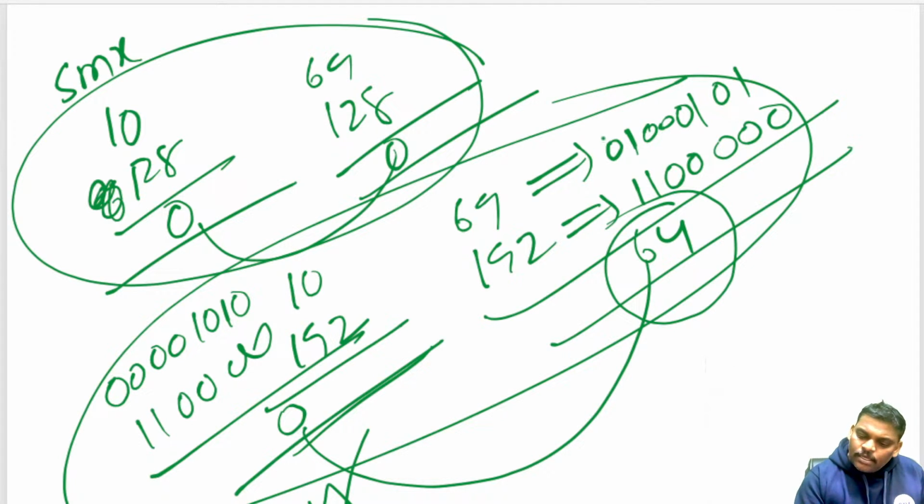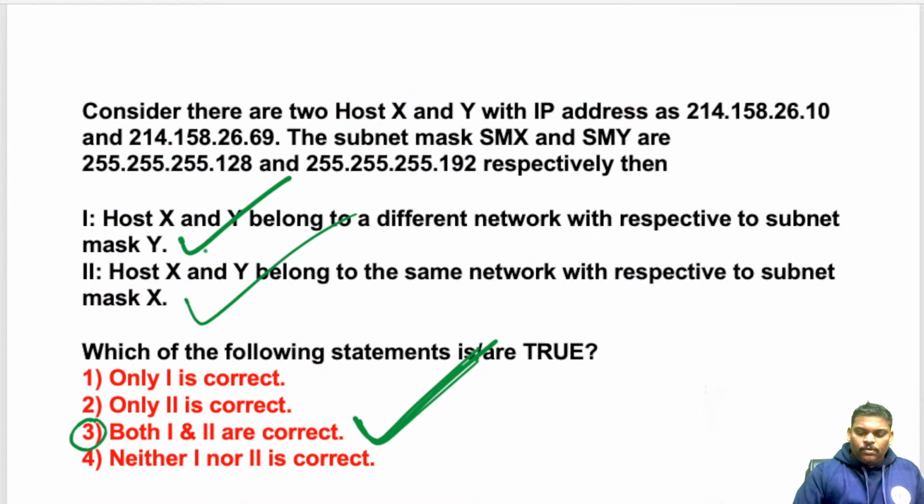See here, I think this bit is matching. 64. Right, both the statements are true. X and Y belong to different networks with respect to subnet mask Y, true. X and Y belong to the same network with respect to X, true. So the answer is 3. Everyone knows.